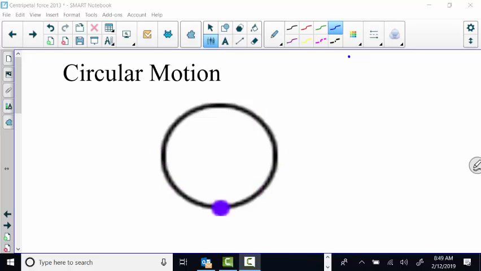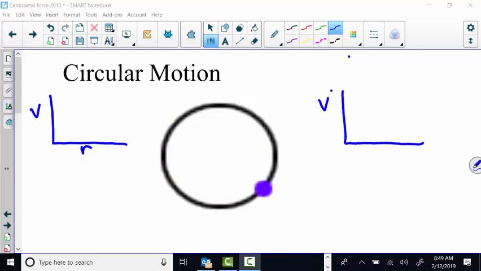Okay, ladies and gentlemen, we're going to do the best we can to get started with this circular motion. So you did a lab with an object spinning over your heads, and your job was to graph the lab. I had you do two graphs: a graph of velocity versus radius, and a graph of velocity squared versus radius.